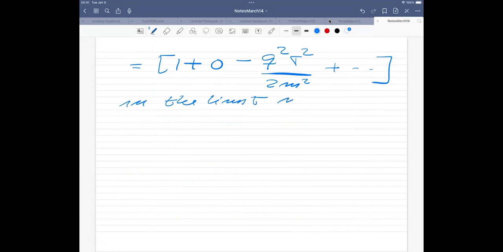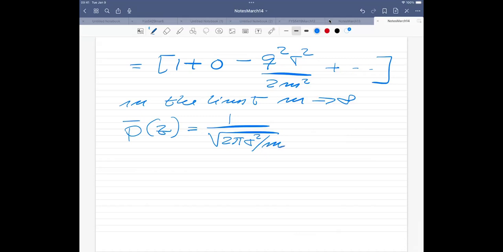so I'm going to skip many of the calculational details. In the limit where n goes to infinity, then this distribution P of z is going to be equal to 1 divided by 2 pi sigma squared divided by n. And this is the exponential of minus, and then I have z minus mu squared divided by 2 times sigma squared divided by n. And that's a Gaussian.